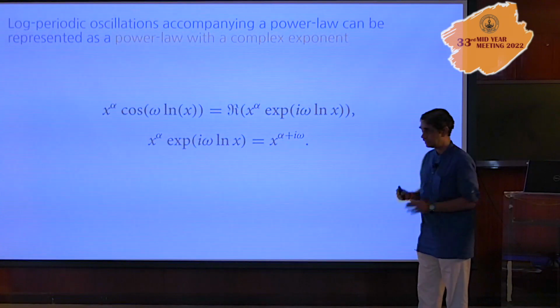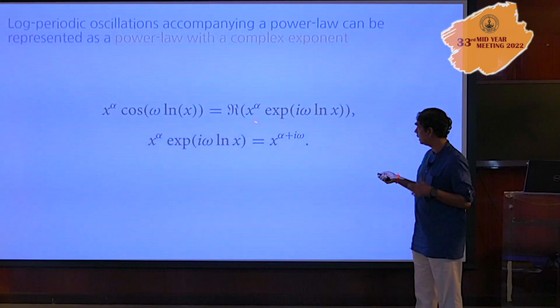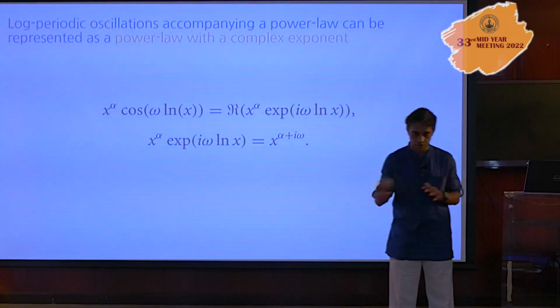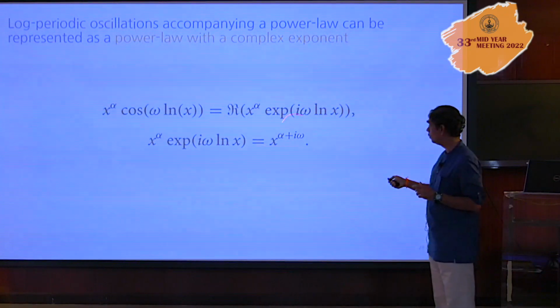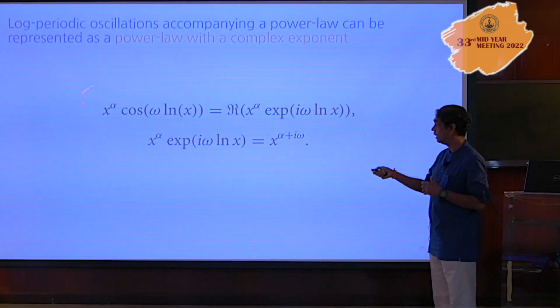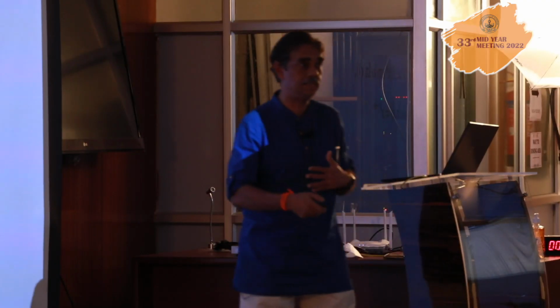Now, the only equation I have here. We can think of the cosine as the real part of an exponential. If you do that, we can write x to the power alpha times cos of omega log x, which is the log periodic power law, as a power law with a complex exponent. So it is very simple algebra.